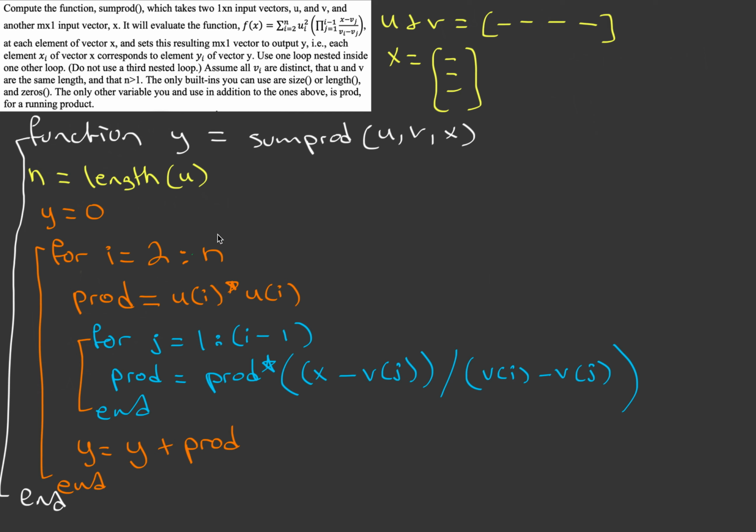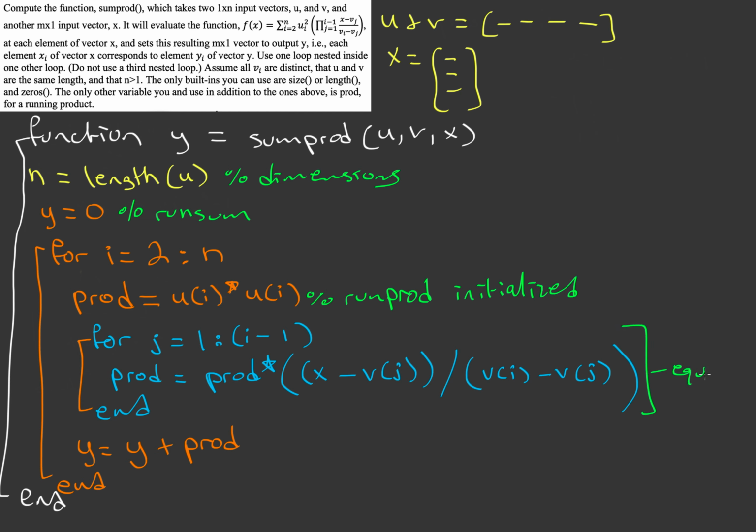So to reiterate what we just did, we found our dimensions, and after finding our dimensions, we have our running sum to start off. Then we have our running product that we have to initialize. And then after we do that, we just have our equation, and we finish off the running sum here, right here. And then just end your function.